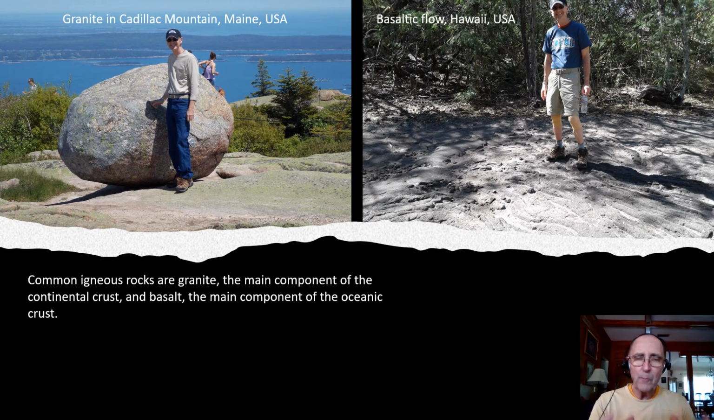Granite is the main component of the continental crust. Basalt is the main component of the oceanic crust. The picture on the left, I'm standing on granite in Cadillac Mountain in the beautiful state of Maine in the US. Picture on the right, I'm standing on a pahoehoe, dig that Hawaiian lingo. I'm standing on a pahoehoe lava flow in the big island of Hawaii in the US.